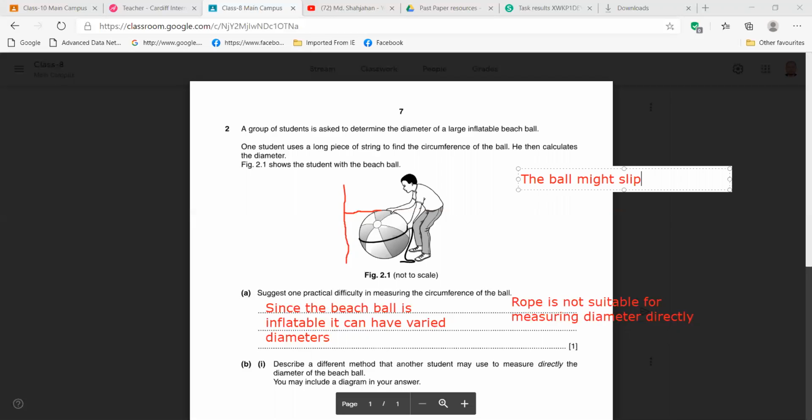Can rotate. Yeah, that's the same thing. If you are saying rotate and slip, it sounds the same song, right? Okay, now listen. You do not need to say it in Bangla. It might deflate. Okay, anyone have any more ideas?